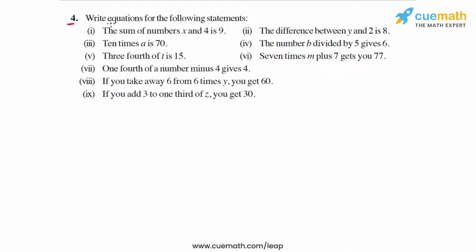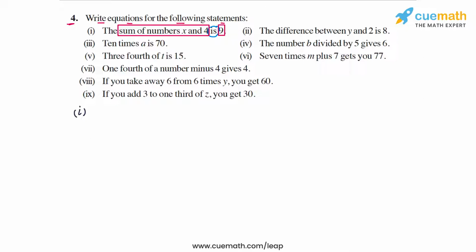In question 4, we have to write equations for all the given statements. So let's start with part 1. In part 1, the statement says the sum of numbers x and 4 is 9. So this word "is" means equal to in the equation, and if you look at what you have on the left of this word, you have the sum of numbers x and 4. So this gives you the LHS, and this is equal to 9. So that gives you the RHS.